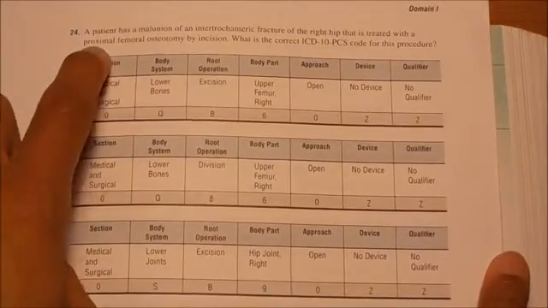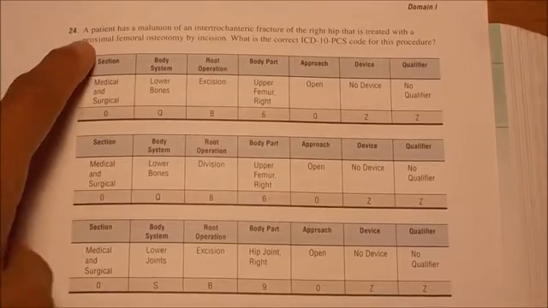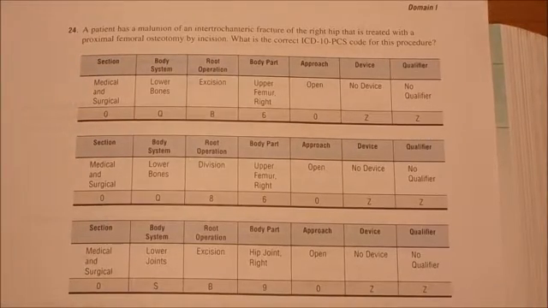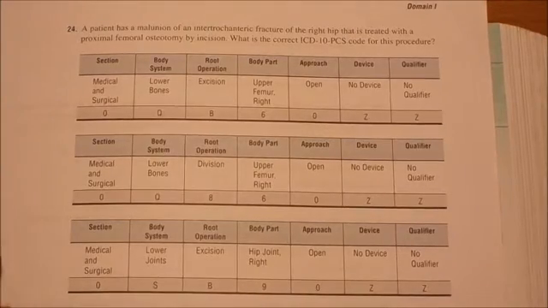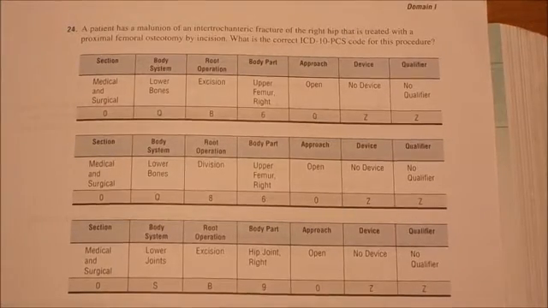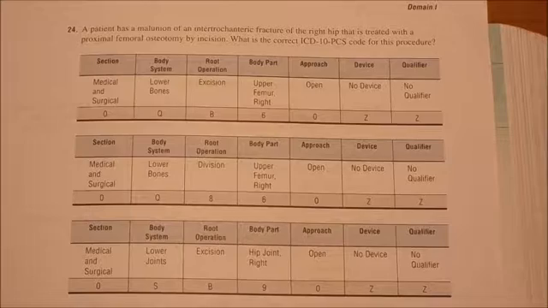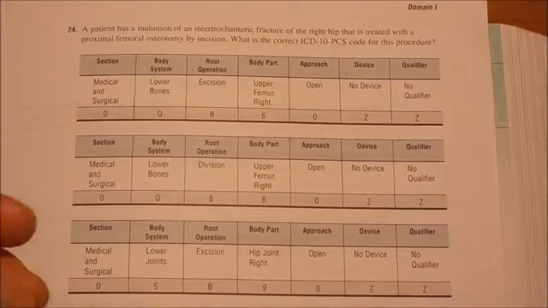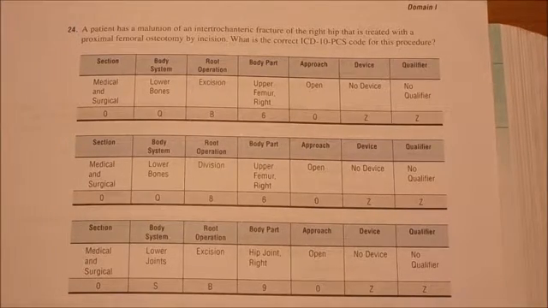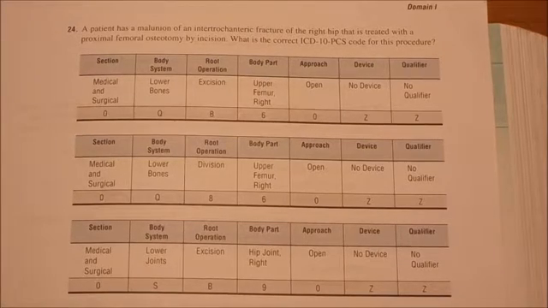So here we go. Question 24, it's on the facing page, page 7, says a patient, and sorry, this is an ICD-10 PCS. So when you first look at these, do think of that. So, okay, we're going to code a procedure. So a patient has malunion of an intertrochanteric fracture of the right hip that is treated with a proximal femoral osteotomy by incision. What is the correct ICD-10 PCS code?